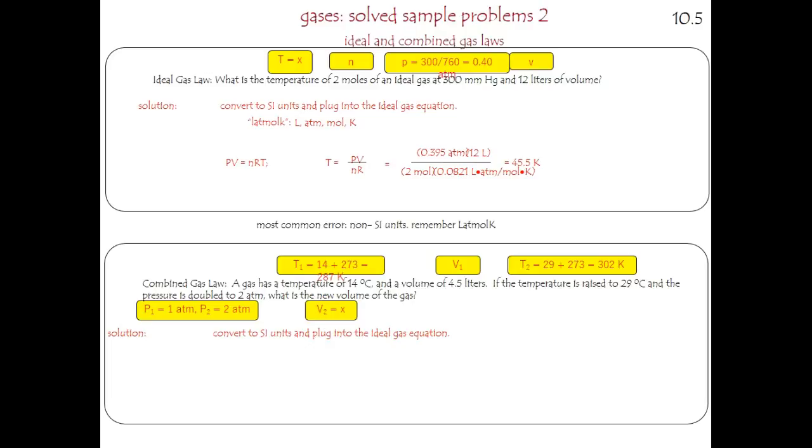And what is the new volume of the gas? I guess they want V2. Now, if you've done this, then you don't have to be told what the formula is. We have T's, V's, and P's. This is called the combined gas law problem, and there it is.